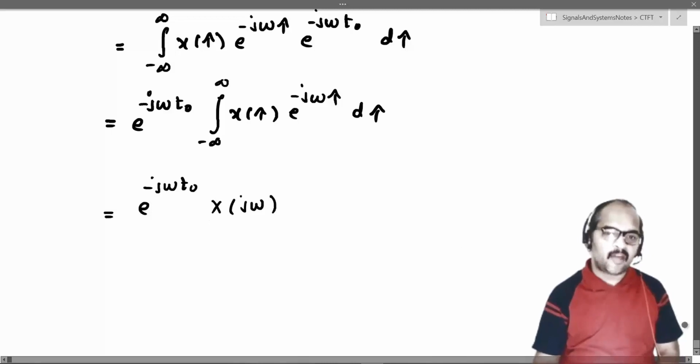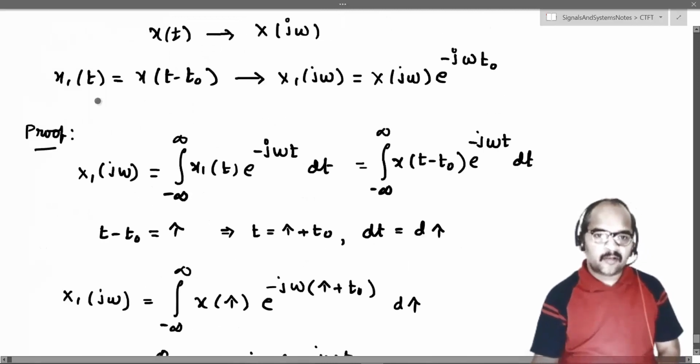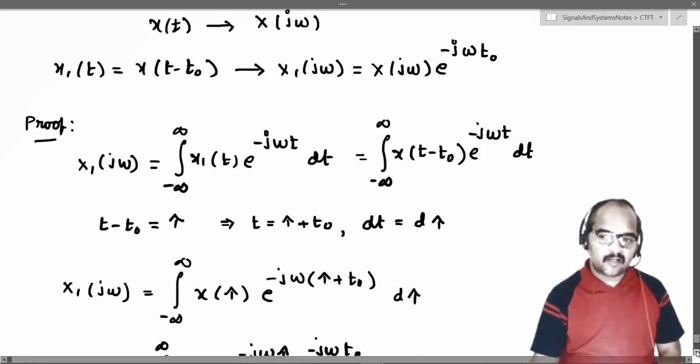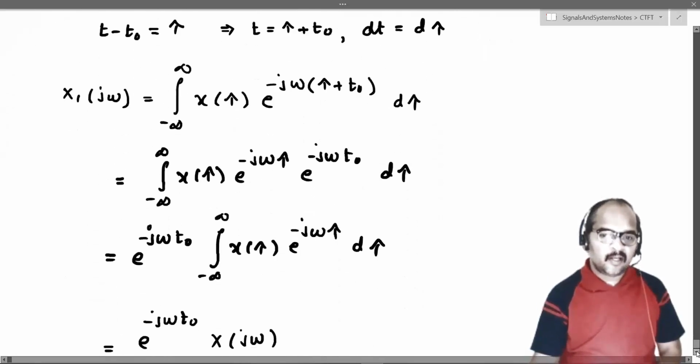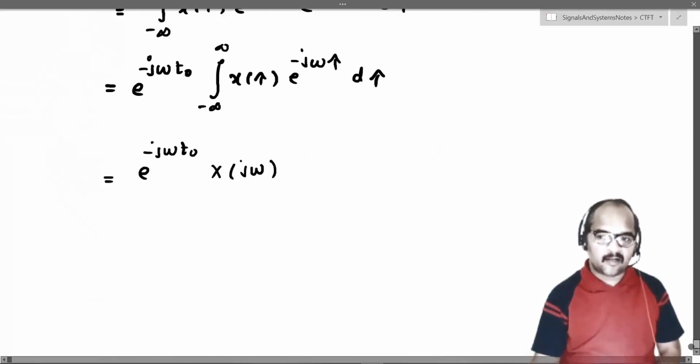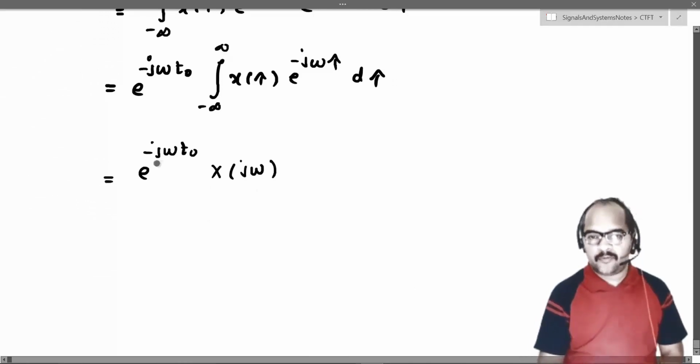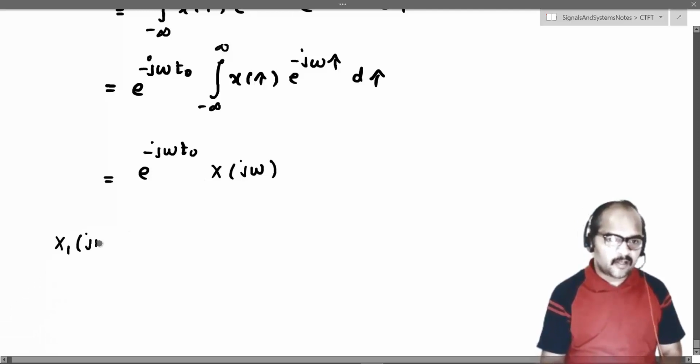So that's what we have got here. What did we see? x of t minus t naught will have x of j omega times e power minus j omega t naught as the Fourier transform. So that's easy, and in that way we have proved that result. The actual Fourier transform is multiplied with e power minus j omega t naught. Let us look at this a little bit carefully and do some further analysis.